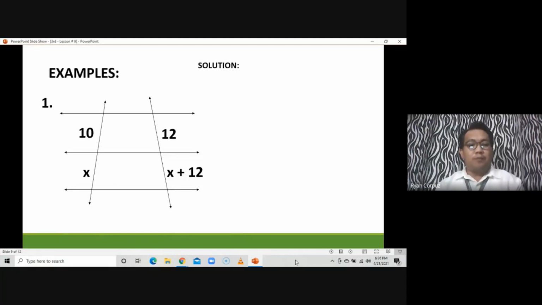So 3 lines. Ito yung 3 lines which are parallel to each other and was cut by 2 transversals. So this segment measures 10, this segment measures 12, this segment measures x, and this segment measures x plus 12. So in order for us to solve for the value of the variable, what we are going to do first is to form a proportion. Again, just like what I mentioned to you, you can form proportion vertically or horizontally. So what we did here is we formed proportion horizontally.